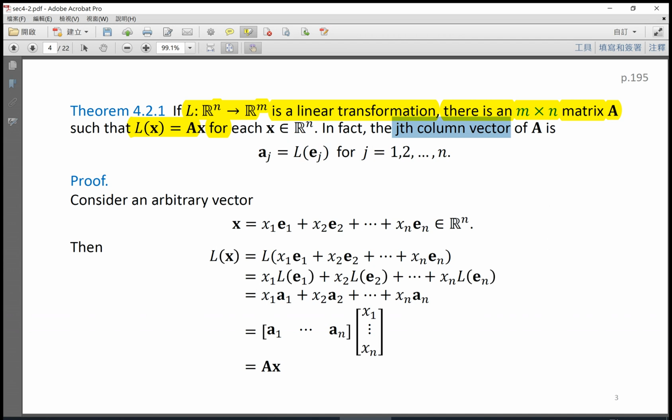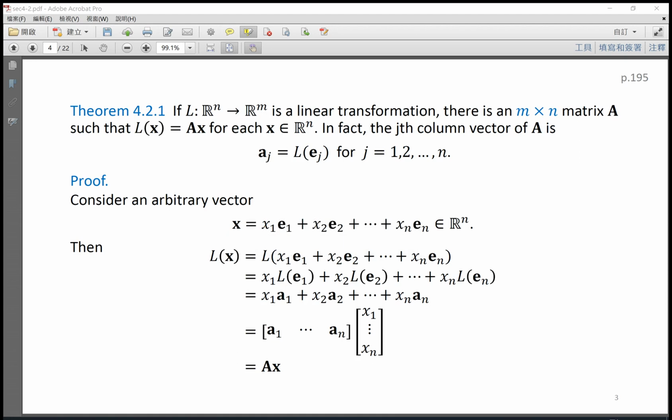The jth column of matrix A can be computed via the following equality: a_j equals L(e_j). Here, e_j is the jth vector in the standard basis of R^n. Note that the input of L is e_j, which is in R^n, and the output of L is a_j, which is in R^m, because L is a linear transformation from R^n to R^m.